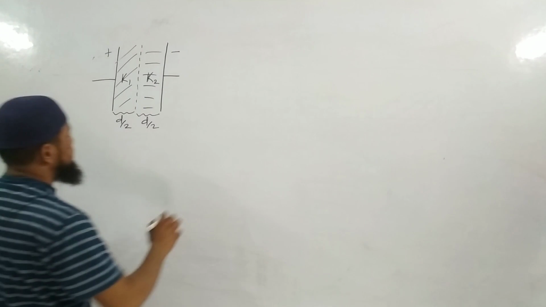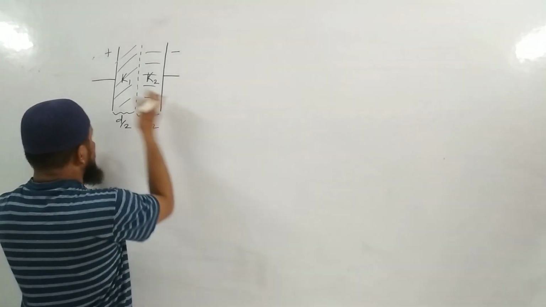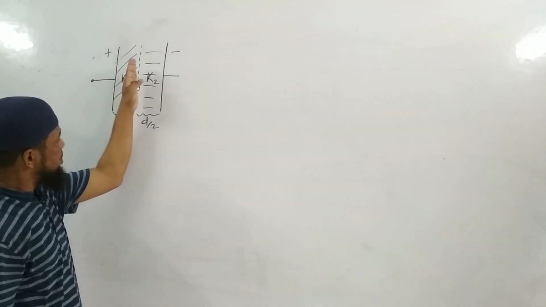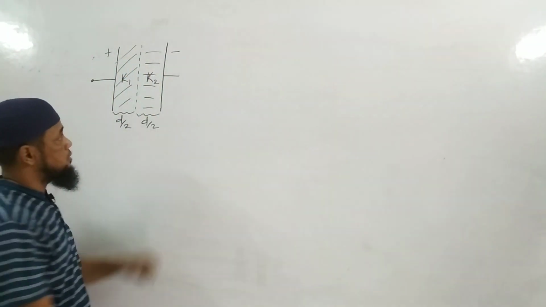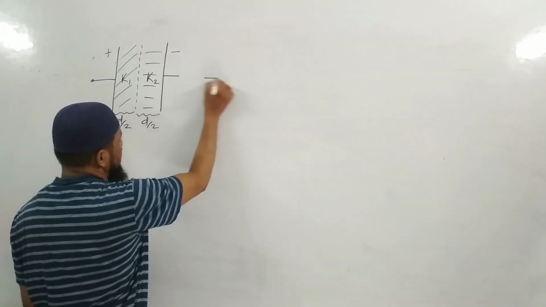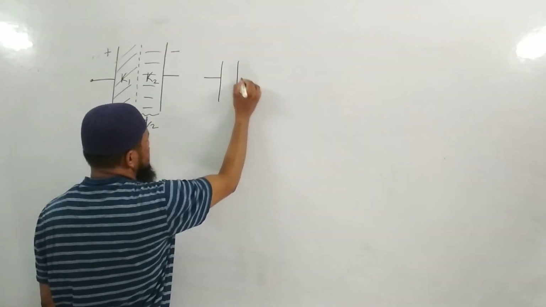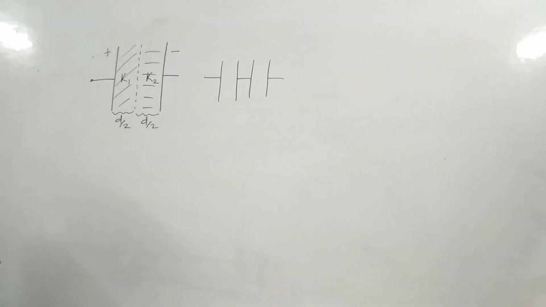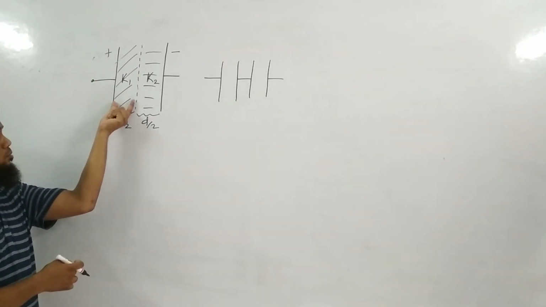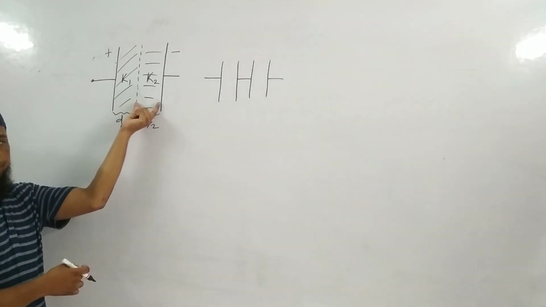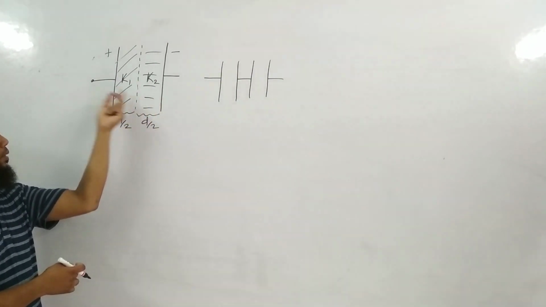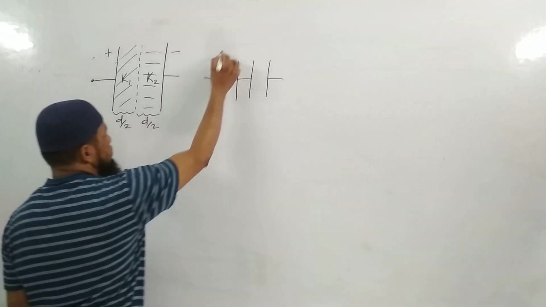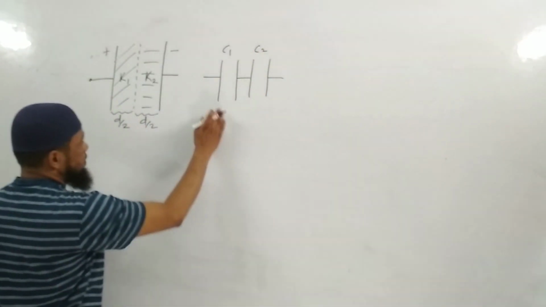How are they connected? In this situation, we are going from the positive plate to the negative plate, going through the first capacitor, then the next capacitor. So we'll assume as if there are two capacitors connected in series. From here to here, we'll assume to be one capacitor. From here to here, we'll assume to be another capacitor. First capacitor, second capacitor. This is C1, this is C2, connected in series.